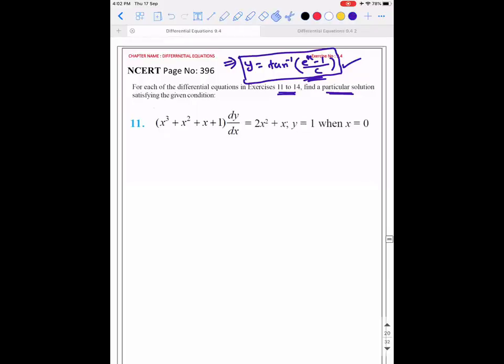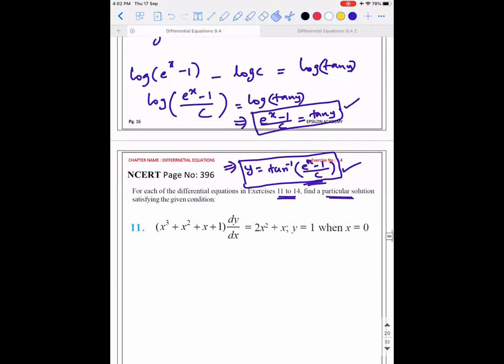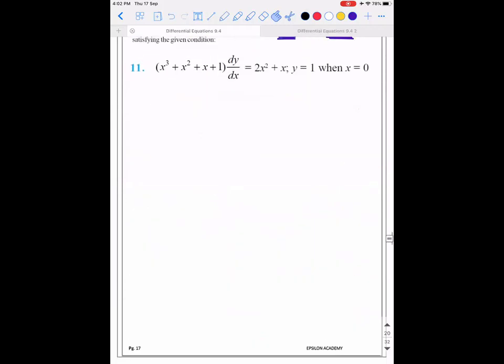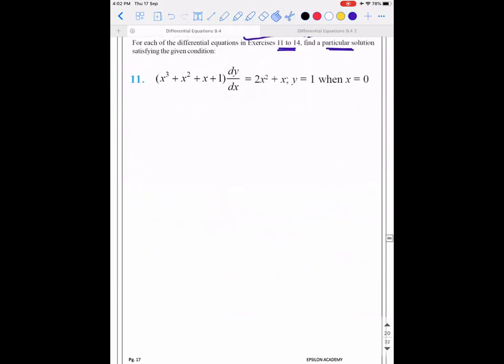So last class we were doing 9.4, right? We were doing exercise 9.4. We finished till the 10th problem, right? We'll do 2 more problems and then proceed to the next exercise.